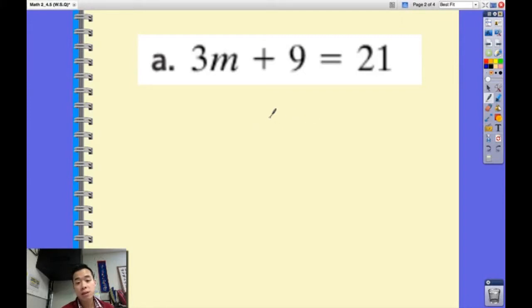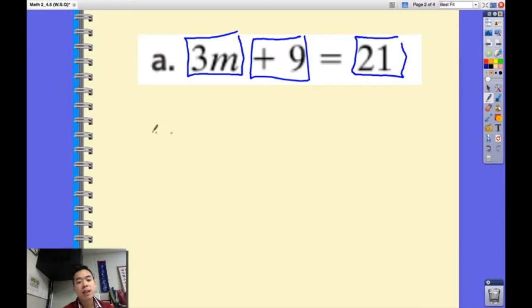So the first thing I'm going to do is put a rectangle around each term with the symbol to the left of it. So I have a +3, a +9, and a +21. And then I'm going to build my table over here. My do, undo. So here's my do, here's my undo. Here's my present.